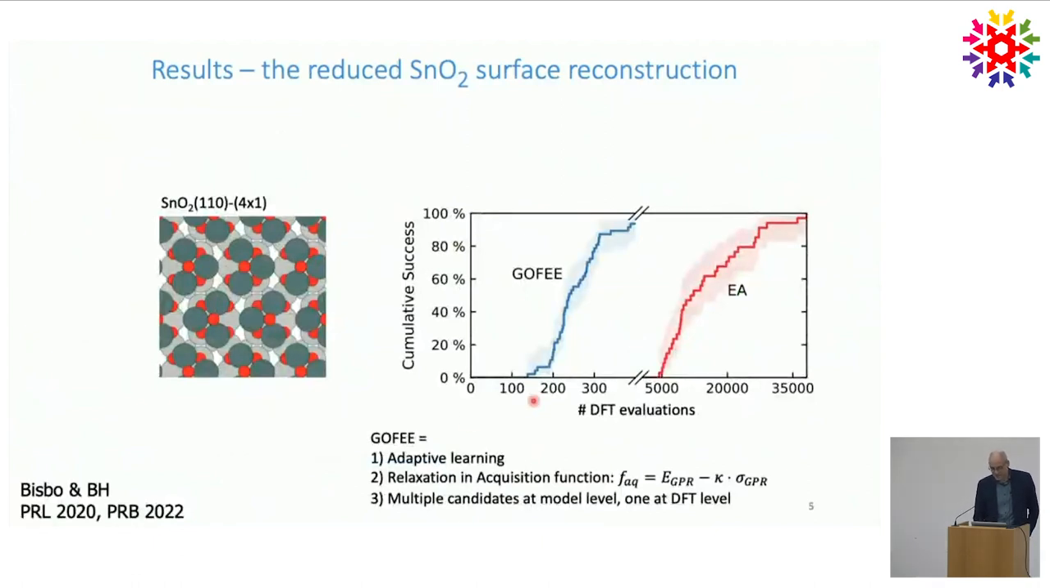And when you combine all that, it looks like this. It's really amazing. An evolutionary search takes just short of 20,000 DFT evaluations to be 50% certain you have found the global minimum energy structure for this tin oxide. Whereas this other method that we call GOFEE, Global Optimization with First Principles Energy Expressions, and it should probably have been called something with Bayesian, because it sort of hides the fact that it's a Bayesian method, only requires about 250 DFT calculations to find the global minimum with the same fidelity.